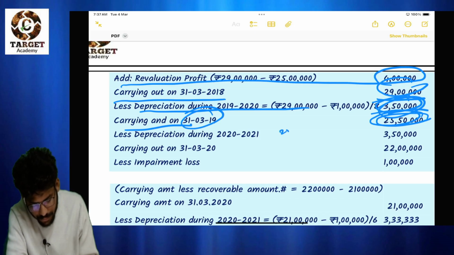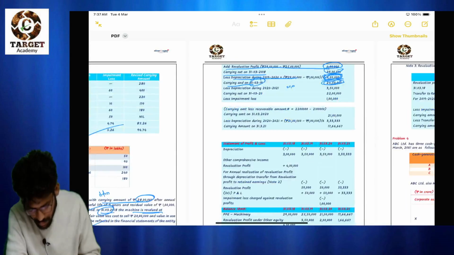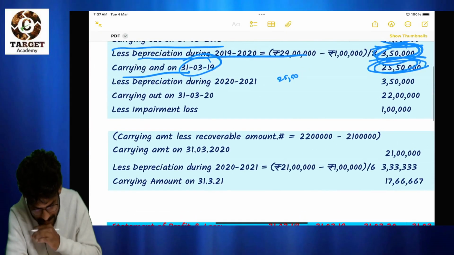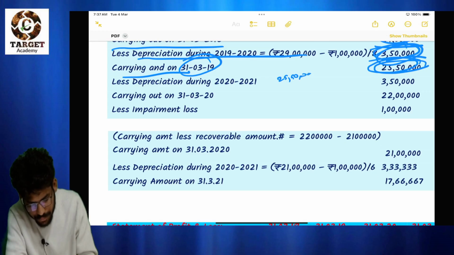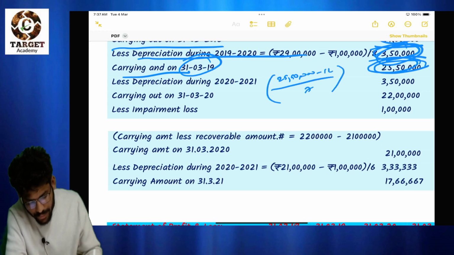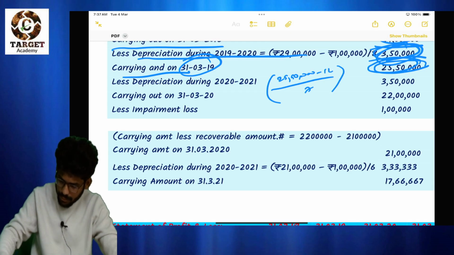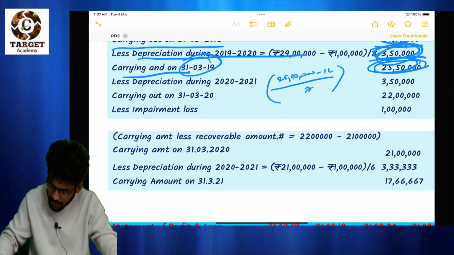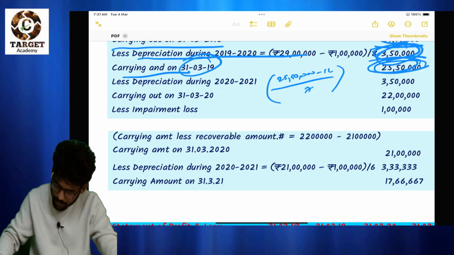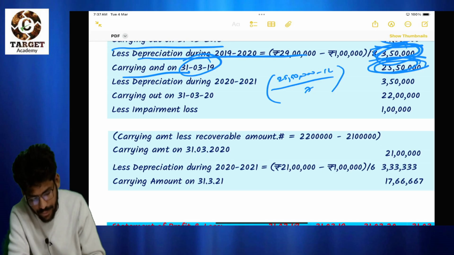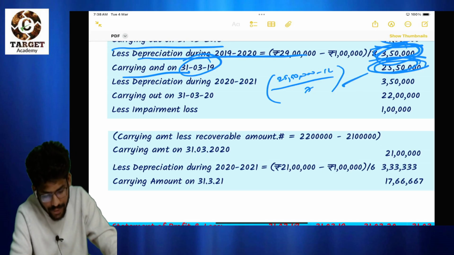Correct or not? Yes or no? Yes. How much? 25 lakh 50,000 minus 1 lakh divided by 7. 24 lakh 50,000 divided by 7. Please calculate. How much? 3 lakh 50,000. Correct. 25 lakh 50,000 minus 1 lakh divided by 7, then 3 lakh 50,000 is the depreciation.